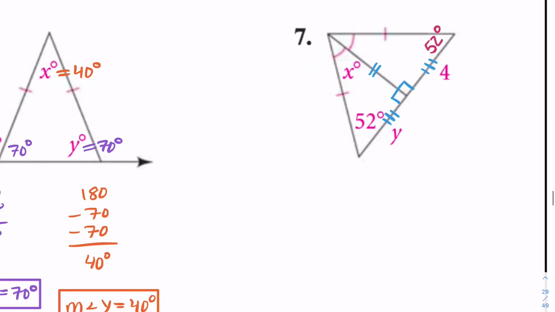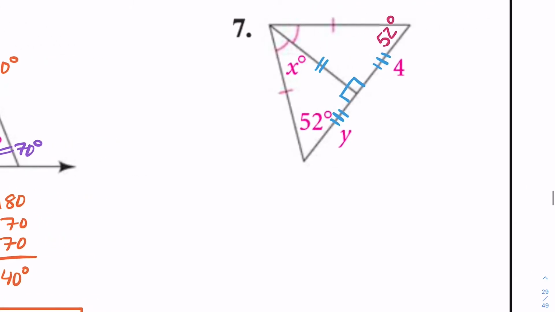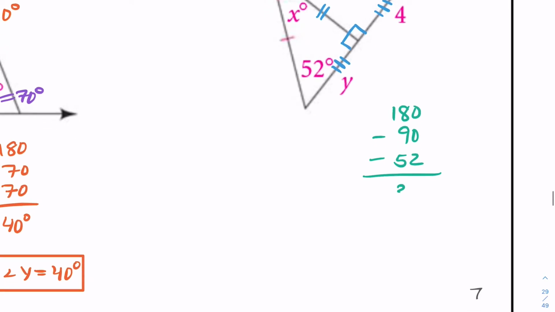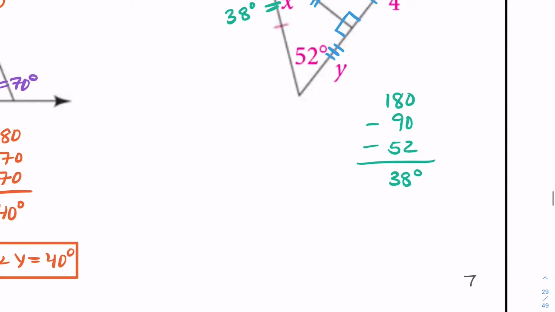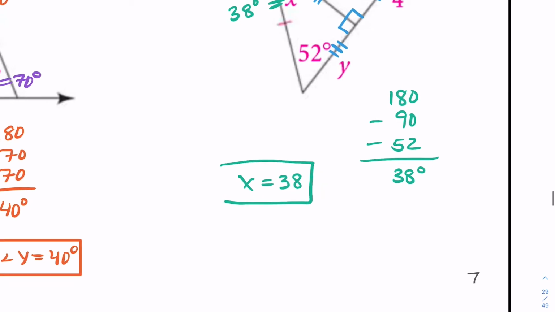And now we just need to find X. So what I'll do is, let's see, I'll do 180, take away 90, take away 52. So that is 38 degrees, I believe. Let's see, 50 and 30 is 80, 90, 90 is, yep, so 30. So this ends up being 38 degrees. All right, so in this case, X is equal to 38 degrees.